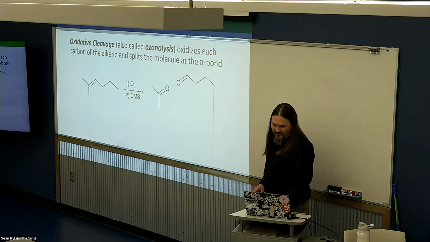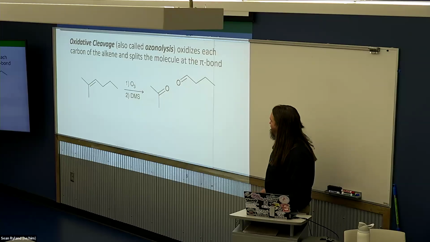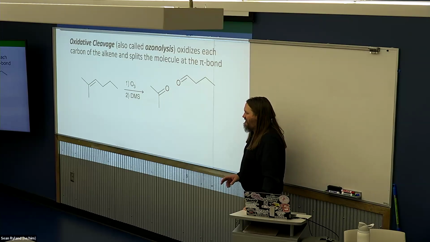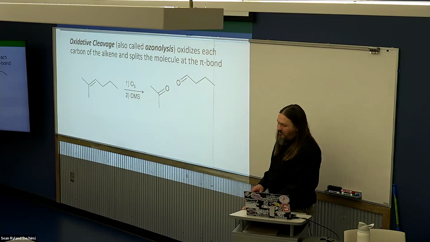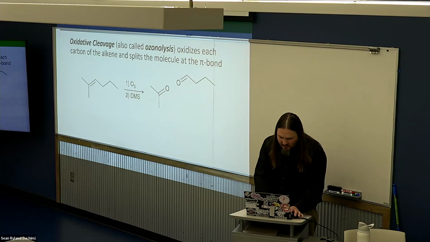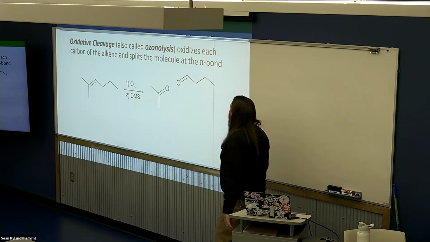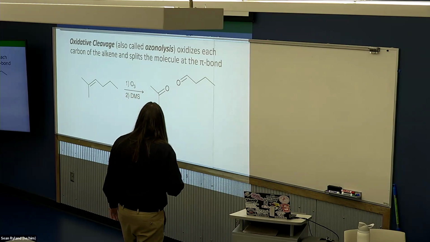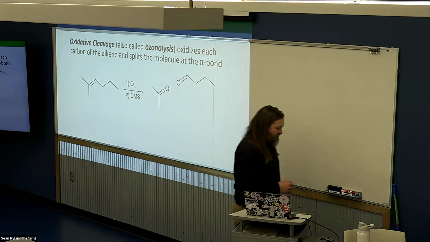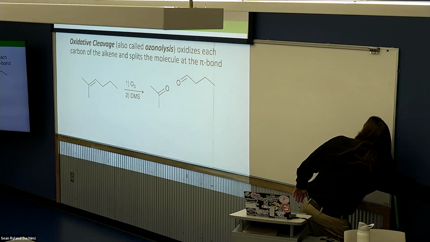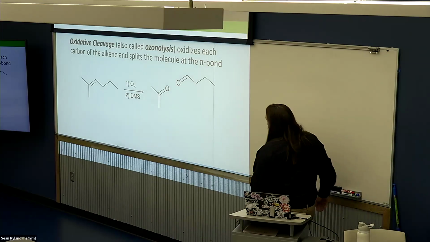All right. So we have one last mechanism to go over for alkenes, and then we're going to start talking about alkynes. Sorry, I just blanked, make sure that I did. Okay, I did hit record. Our last mechanism is called oxidative cleavage, or ozonolysis. I showed this to you the other day.